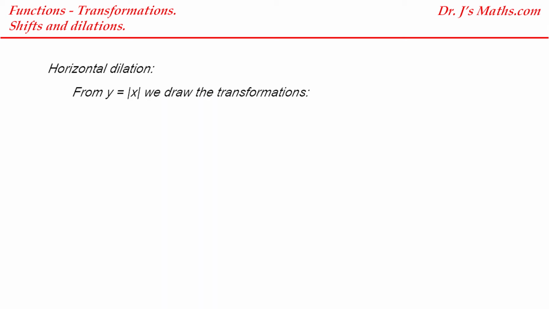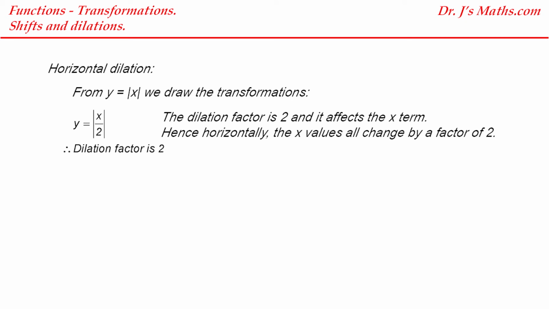Example, we have y is equal to the absolute value of x, and we're going to draw two transformations. The first one is using a dilation factor of 2, and so it's going to affect the x term, so we write y is equal to the absolute value of x over 2, because the dilation factor is 2. So horizontally, all the x values changed by a factor of 2.